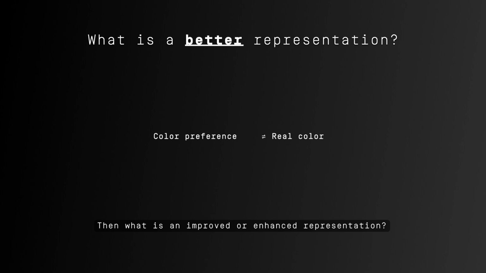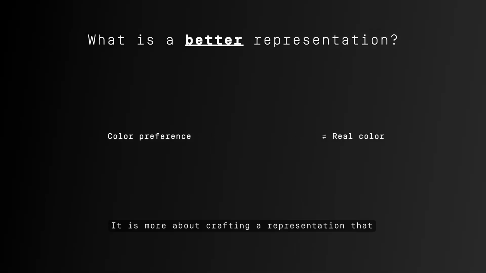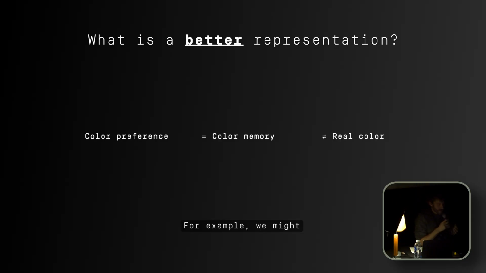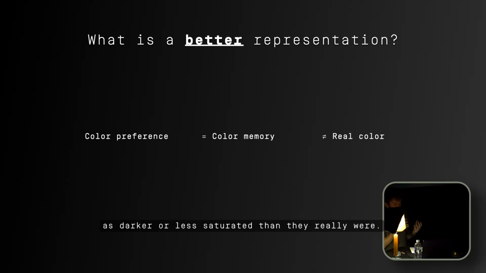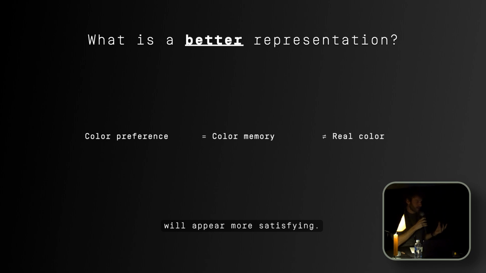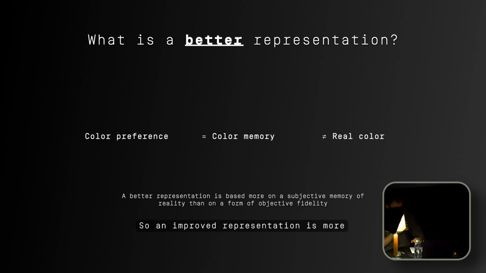Then what is an improved or enhanced representation? It is not about making a perfect and faithful copy of the world. It is more about crafting a representation that will recall our memory of it. For example, we might frequently remember highly vibrant colors as darker and less saturated than they really were. If a look is reducing saturation and darkening the same reproduced colors, the resulting image will appear more satisfying. So an improved representation is more about our subjective recollection of reality than it is about objective accuracy.